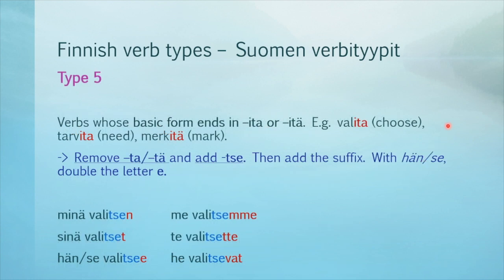Verbs in type 5 have a basic form that ends in either ita or itä. For example, valita, meaning choose, tarvita, meaning need, and merkitä, meaning mark. How to get the verb forms used with pronouns? You need to remove ta or tä from the end, and then you need to add tse, and after that, add the suffix. With hän or se, double the letter e.